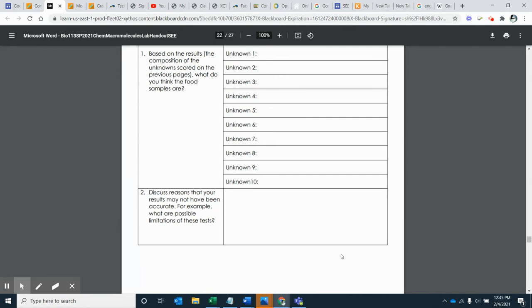Limitations of some of the tests, like for example, for the Sudan 4, you've got to mix it. If you just slowly layer it in there, it's not going to show up as a mixed layer. So some of these things you've got to be a little careful. But that's basically a quick run through your lab.